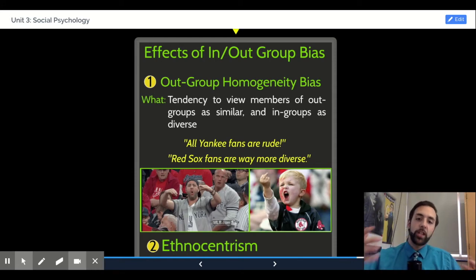And the out-group homogeneity bias can certainly play into how we view different racial groups or different ethnic groups or different religious groups. When people start to view other out-groups all within that same criteria, you really can start to see prejudice and discriminatory behavior.